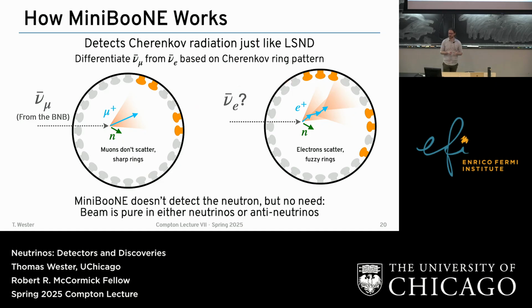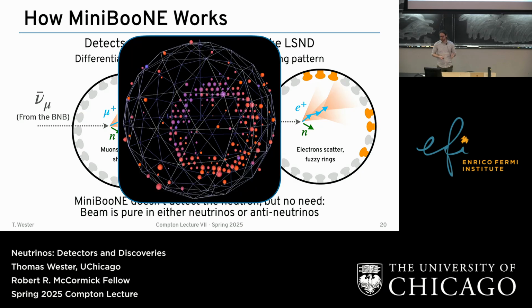There's no way to detect the neutron in MiniBooNE, but that's okay because we have a very pure beam of either anti-muon neutrinos or muon neutrinos. So you don't have to separate the anti-neutrinos from the neutrinos in this experiment. So what does that actually look like? It looks something like this. This is a ring pattern from one of the candidate neutrino events in MiniBooNE. This is the light pattern that you would see on the walls of the detector coming from a charged particle produced in a neutrino interaction.